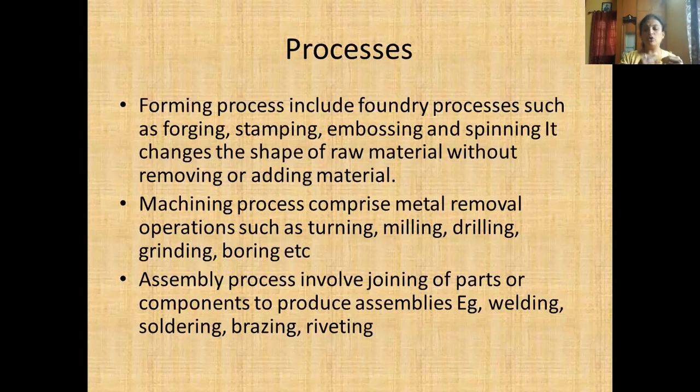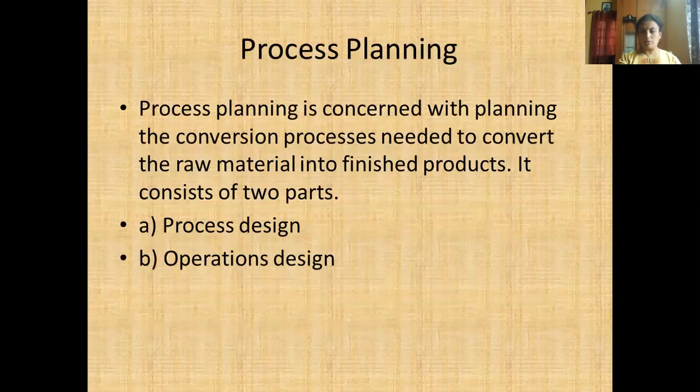In these processes, we will involve joining of parts. So removal of parts is of a machining process. Joining of parts is of assembly. And as for raw material, without removing or adding, we can have it in the forming process. So these are all three types of manufacturing process.